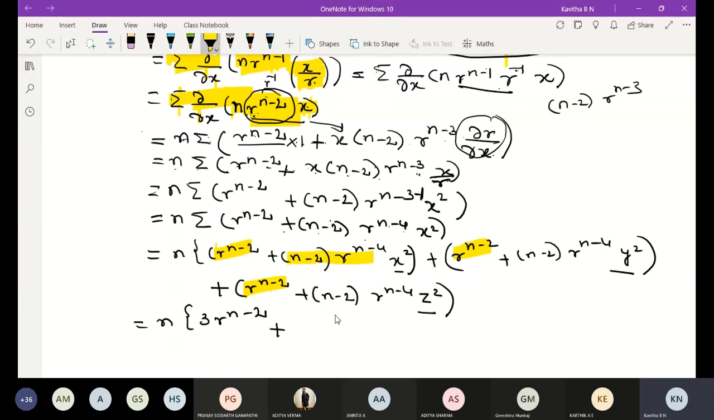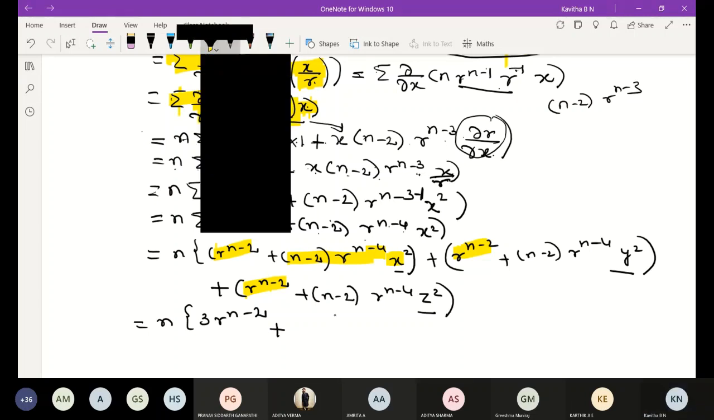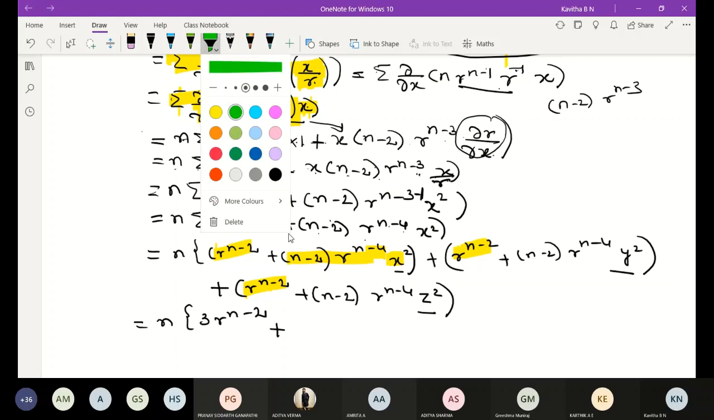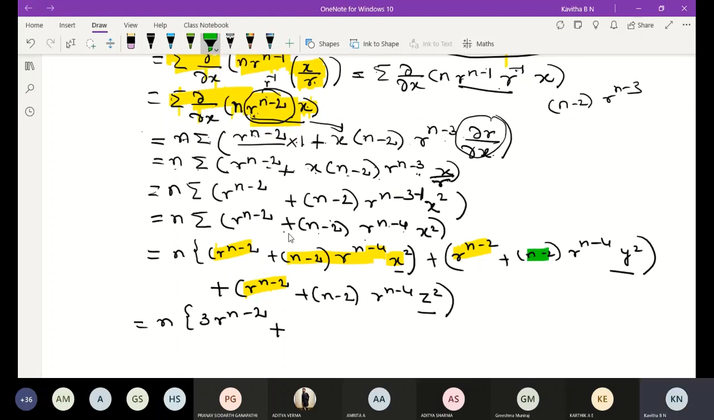Here observe here n minus 2 r to the power of n minus 4. Then here also observe here n minus 2 r to the power of n minus 4 y square. Here also n minus 2 r to the power of n minus 4 z square. Okay. Then in these three terms, we have to take n minus 2 r to the power of n minus 4 common.